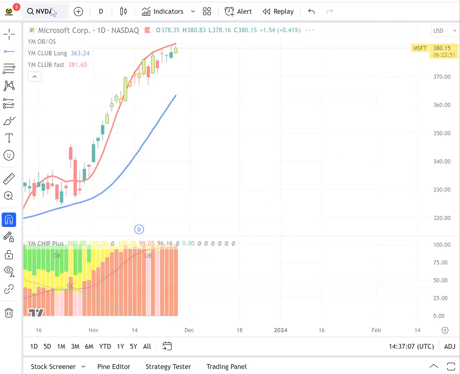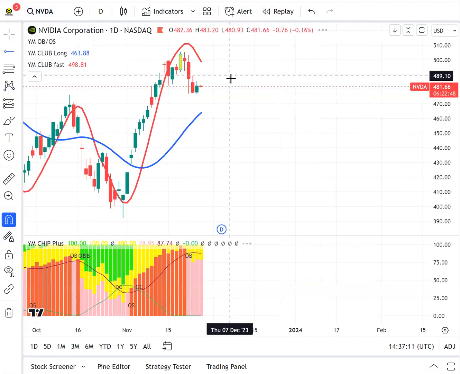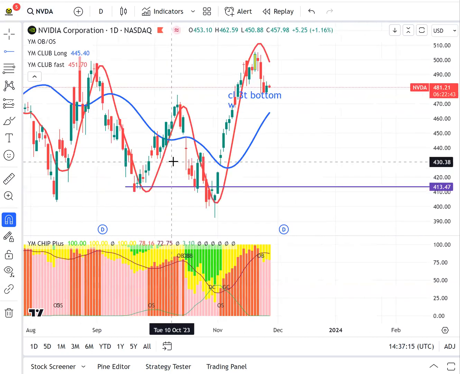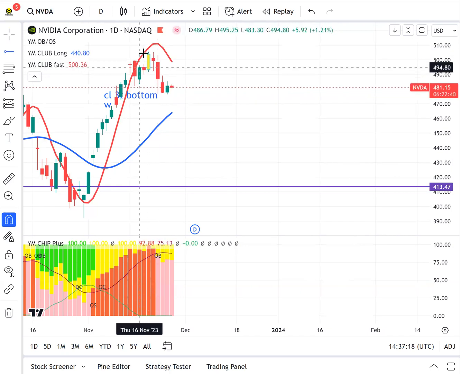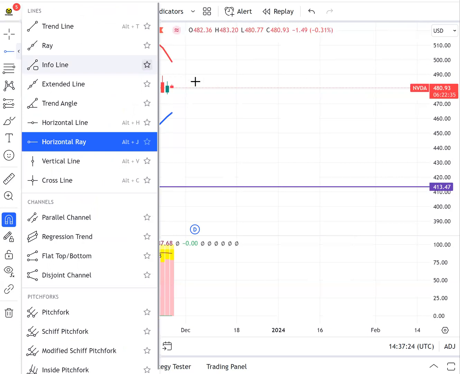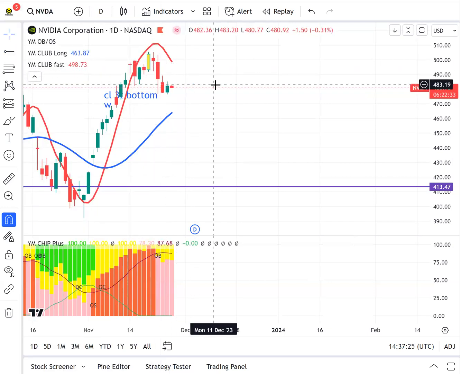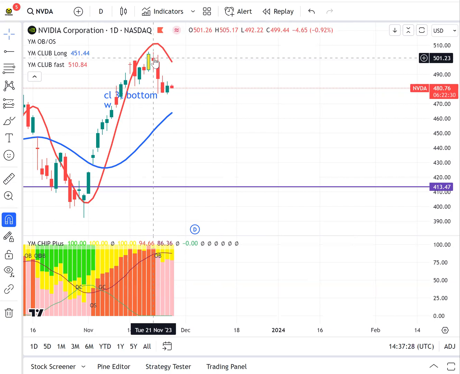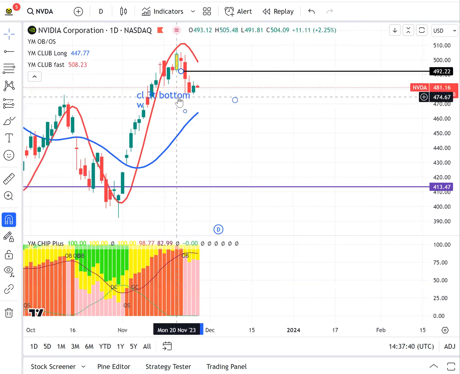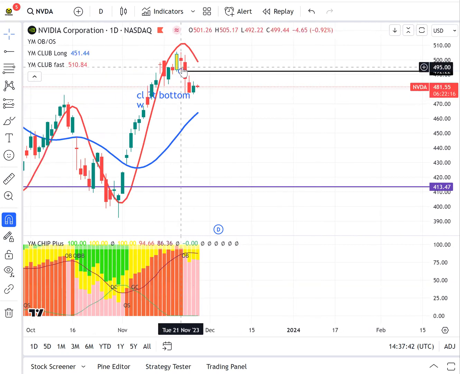The other one, NVDA. I have mentioned NVDA so many times. Do we have a yellow candle? Yes, we have an overbought candle here. And hello, where is the key candle? It's the red candle on the 21st of November. And the lowest price is the stop gain price. So basically, are we under? Yes, we dropped below this already. So this is for the swing trader.